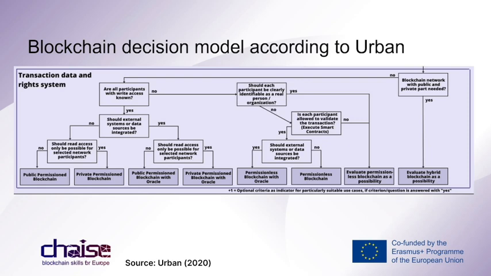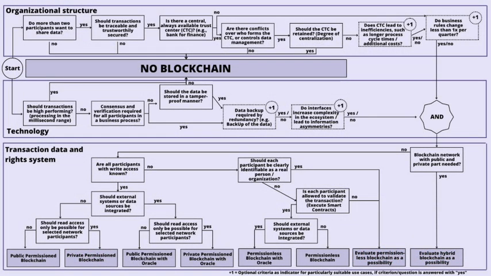Should external systems or data sources be integrated? Oracles form the interface between the blockchain network and other third-party systems. Via oracles, data from the blockchain can be passed on to the outside or retrieved from data sources external to the network. Should read access only be possible for selected network participants? In the permissioned blockchain, each participant can be given specific rights, which also includes the right to read certain transaction data. For the purposeful investigation of a concrete use case, the blockchain decision model is presented as a one-page flowchart.